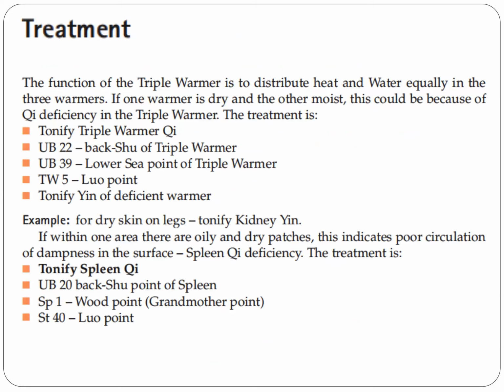Treatment. The function of the triple warmer is to distribute heat and water equally in the three warmers. If one warmer is dry and the other is moist, this could be because of Qi deficiency in the triple warmer. So the treatment is to tonify triple warmer Qi by using UB22, the back shu point of the triple warmer, UB39, the lower he point of the triple warmer, TW5, the luo connecting point, then tonify yin of the deficient warmer.